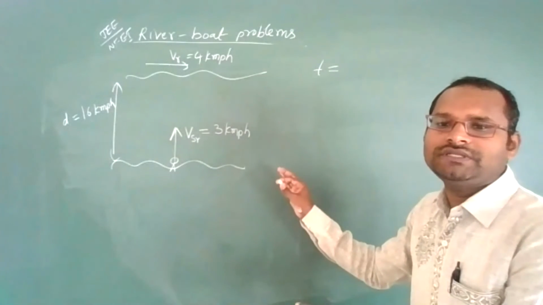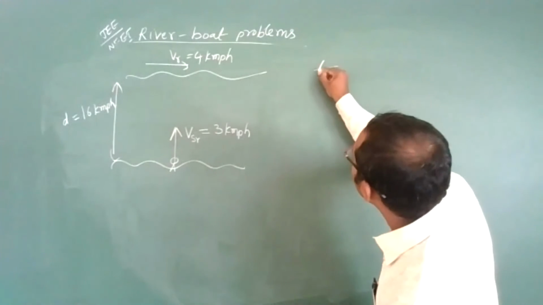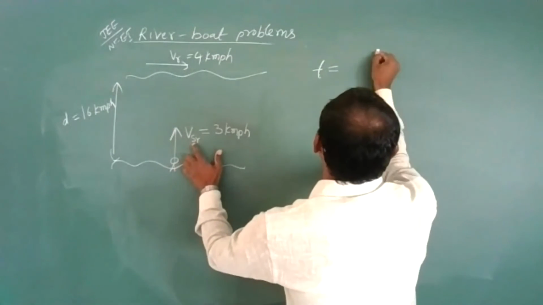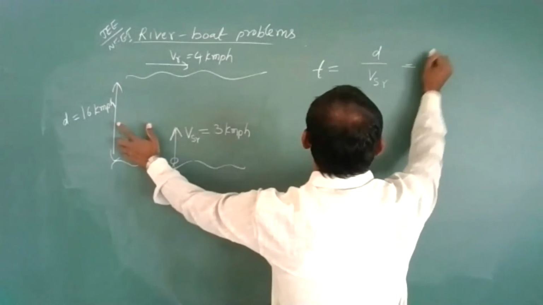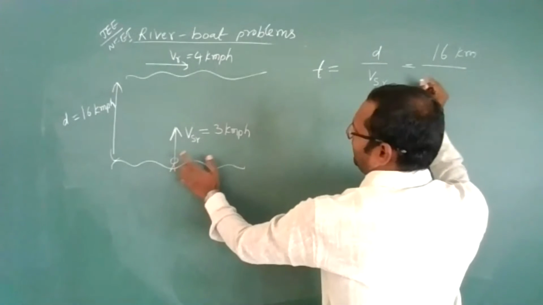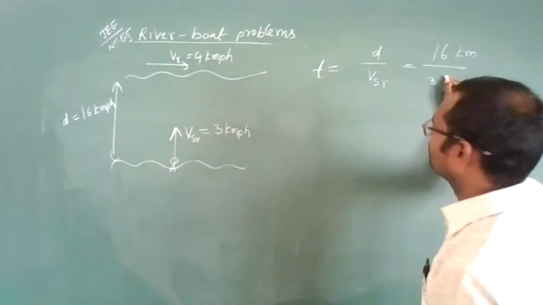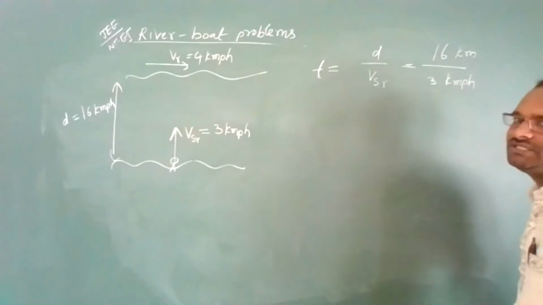Yes, angles also will come. We will discuss later. Wait. Okay. Time he will take to cover is distance by velocity, distance by velocity of swimmer with respect to river. Distance is 16 km and velocity is 3 km per hour.